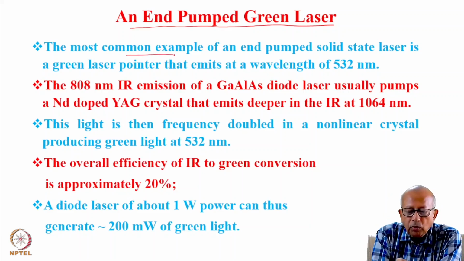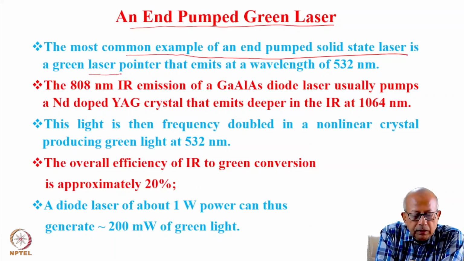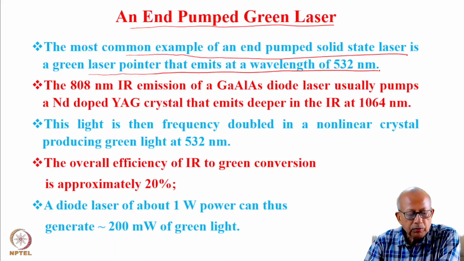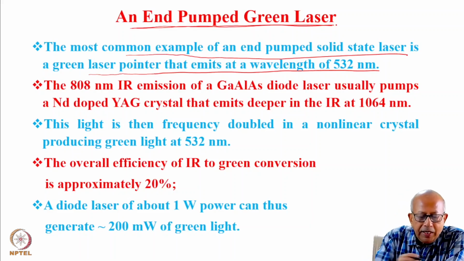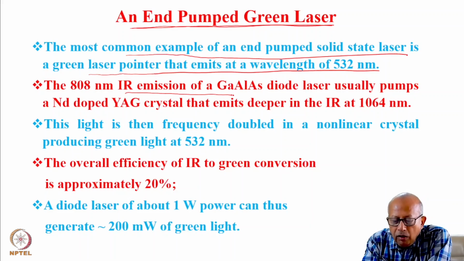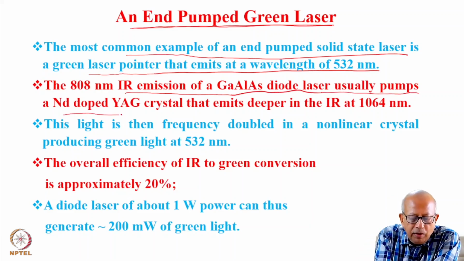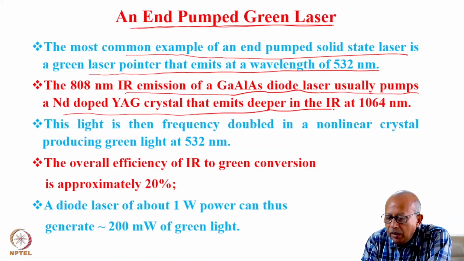Basically, it is the most common example of an end pumped solid state laser, which operates as a green laser pointer that emits at a wavelength of 532 nanometer. Let me just explain the operation of such an end pumped green laser. The 808 nanometer infrared emission of a gallium aluminum arsenide diode laser usually pumps a neodymium doped YAG laser that, we know, emits quite deep in the infrared at 1064 nanometer wavelength.